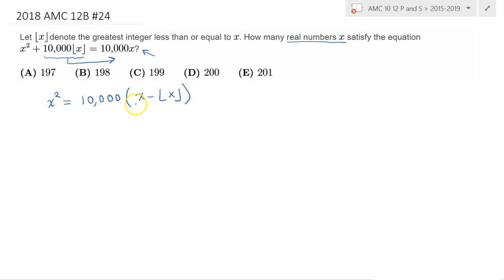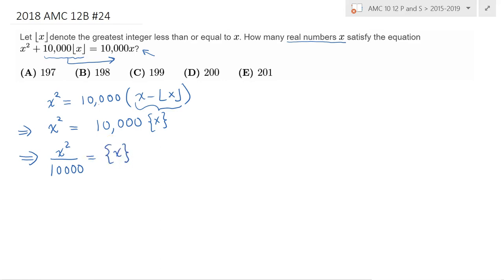It kind of gives you an idea of why I did that initially, because look at that, that's just the fractional part of the real number x. So therefore the equation reduces to solving this. And finally, one more time, let me bring that 10,000 to the left hand side. So x squared over 10,000 is simply equal to the fractional part of x.